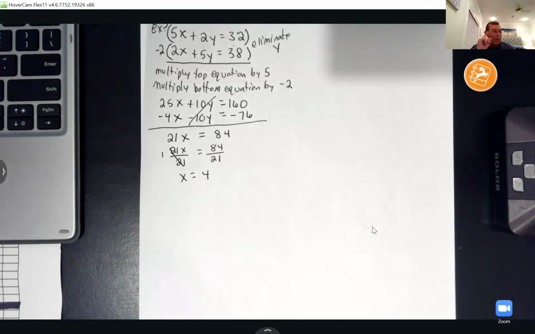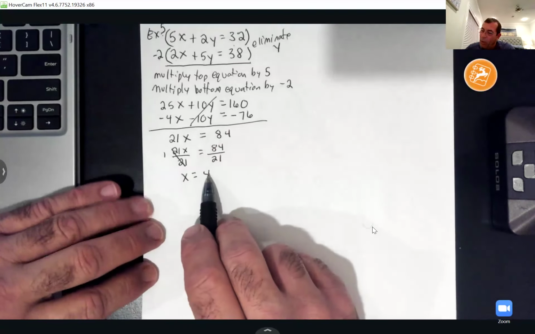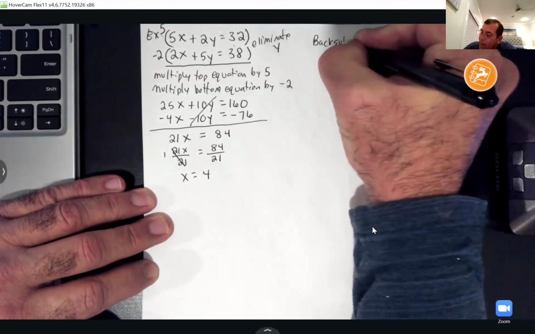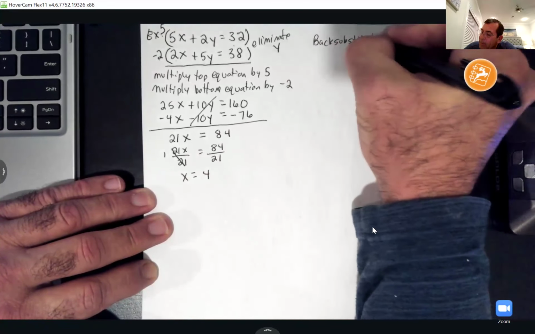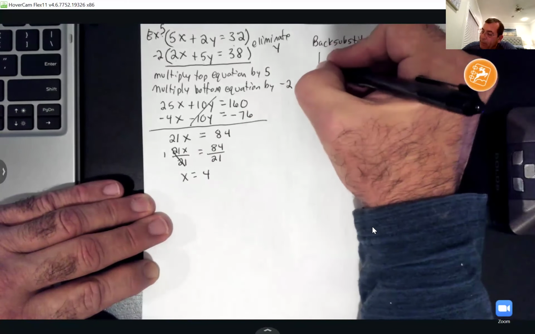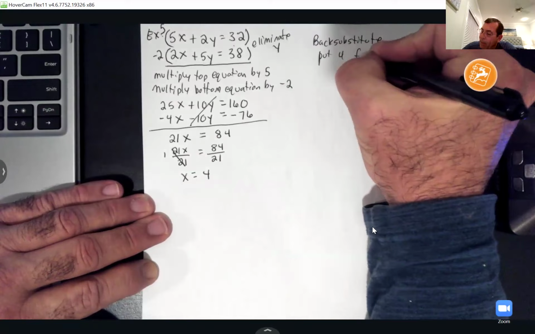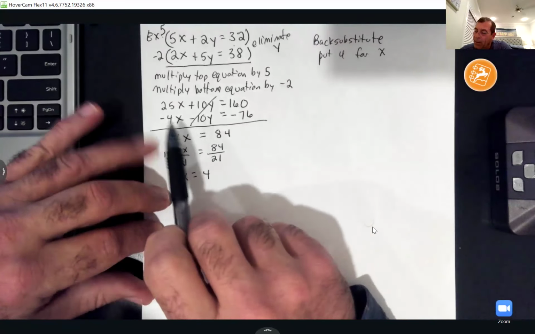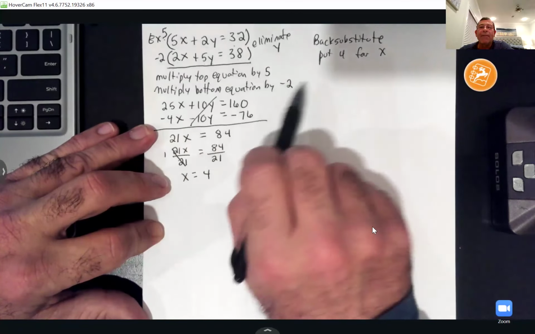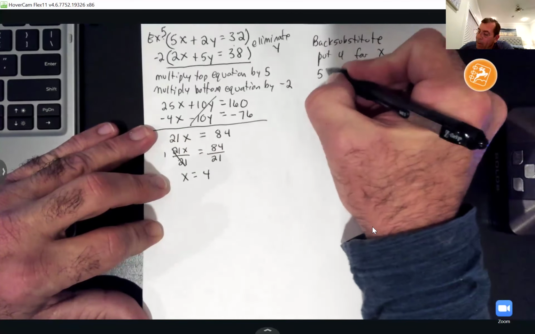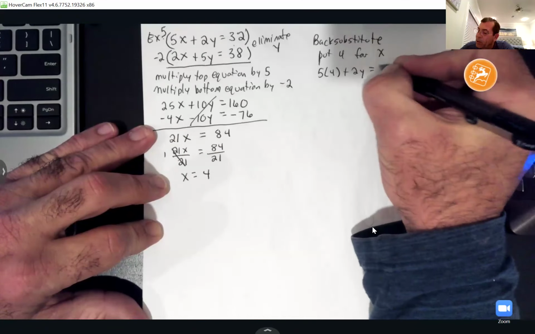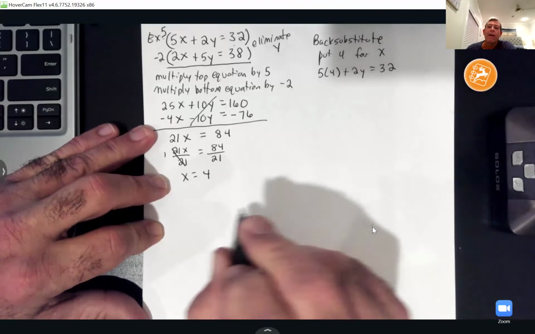All righty. So we know one variable, which is our 4. So now we're going to back substitute. I'm going to put a 4 in for the x. Let's see, I guess I'll use that top one. So I'll have 5 times my 4 plus 2y equals 32.